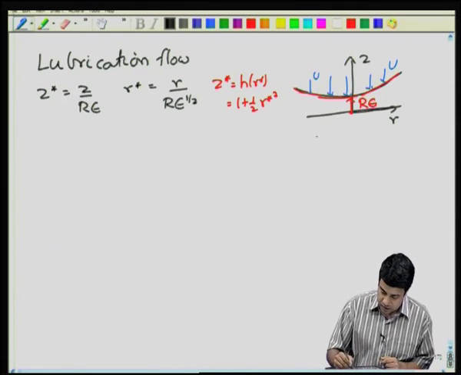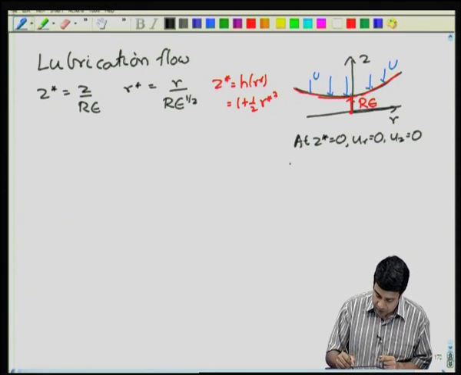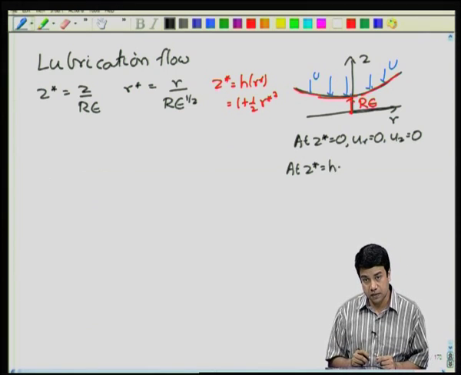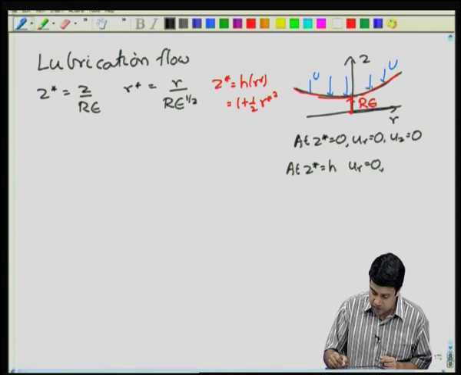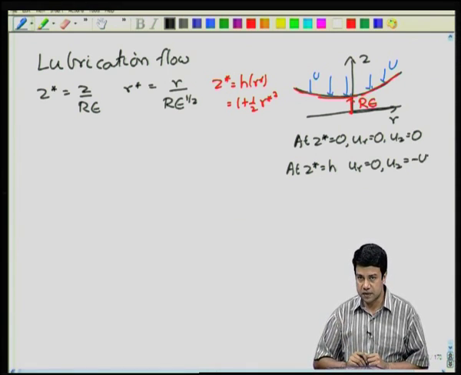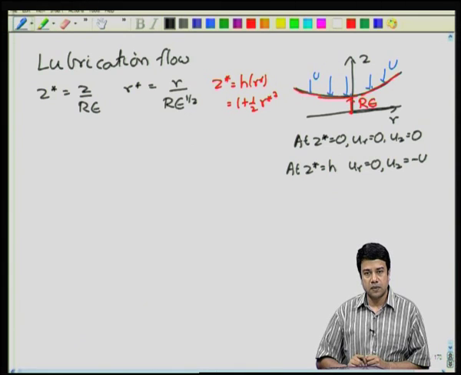Okay. So, the boundary conditions are at z star is equal to 0, u r is equal to 0 and u z is equal to 0, no slip condition, and at z star is equal to h, where h is a function of r, the radial velocity is once again equal to 0, u r is equal to 0 and u z is equal to minus u, because the sphere is coming downwards with the velocity u. Therefore, u z is equal to minus u. Good. So, now we proceed to solve the mass and momentum conservation equations.